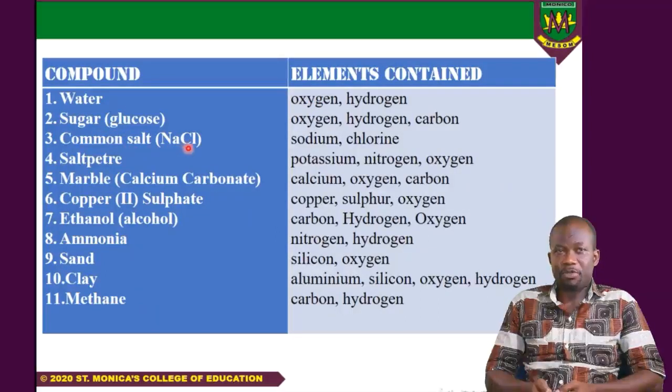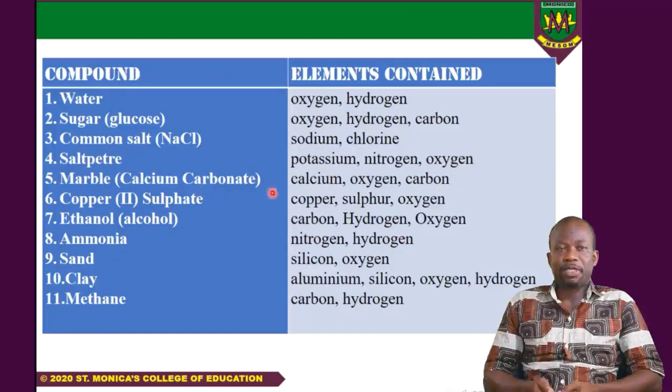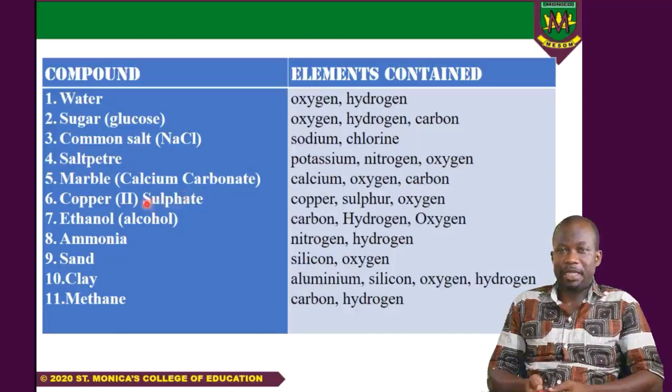Then common salt, sodium chloride. As we mentioned earlier on, we have the elements sodium and then chlorine. When it comes to saltpeter, potassium is there, nitrogen is also there, and then oxygen. Then marble, that is calcium carbonate. The elements calcium, oxygen, and carbon combine to form marble.